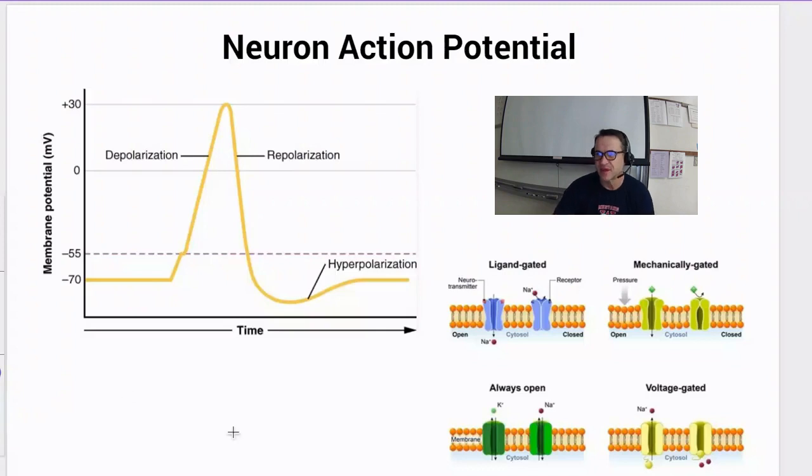All right, welcome back to another lecture on the nervous tissue unit. I think this is like number 4. Anyways, so last time we were going over the resting membrane potential.